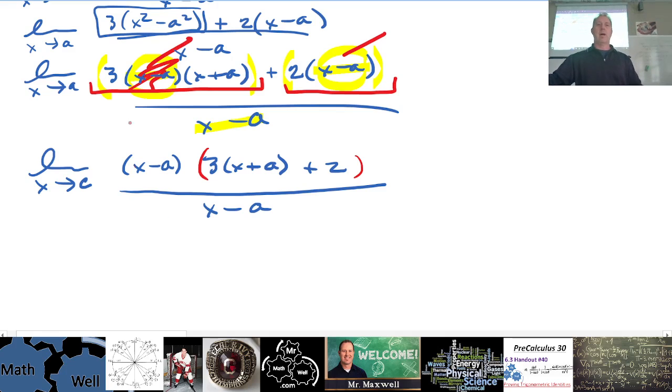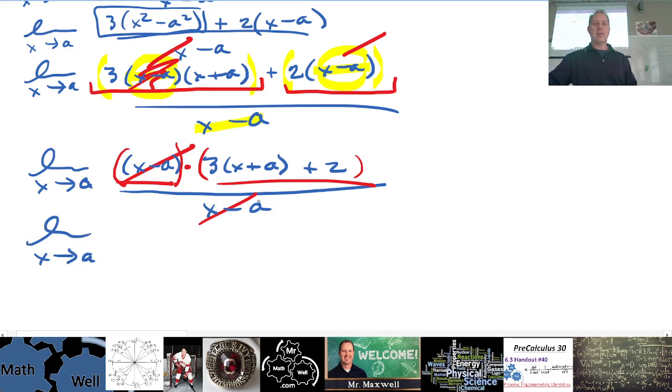Okay? All right, so finally, you can probably see where we go from here, right? Because x minus a is now a factor up top, since it's this times all of this, I can take it as a factor and divide it out from the one underneath. So I have the limit as x approaches a. This now simplifies to 3x plus a plus 2. You can multiply that through, it doesn't matter.